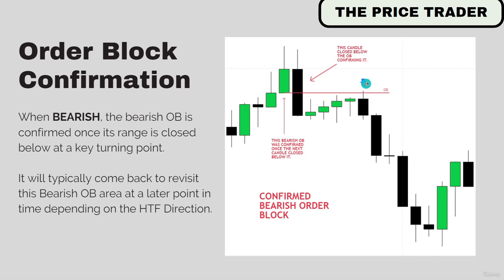And then you'll see, once it retests it, the market now dropping, confirming that that was indeed a bearish order block. So it will typically come back to revisit the bearish order block at a later point in time, but depending on the higher time frame direction. So if the higher time frame direction is showing us that the market will likely drop, then this order block, once it is retested, will send the market even lower. So essentially, order blocks created in lower time frames are only significant when in line with higher time frame direction. So that's why I'm saying here that it depends on the higher time frame direction.